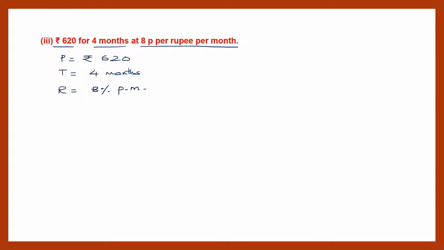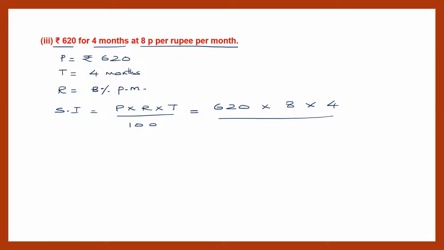Now let's find the simple interest. Simple interest, the formula is P into R into T divided by 100. So let's substitute the values for P, R and T. P is 620. R is 8% we found, into time is 4 months. Now this is divided by 100. So here let's cancel. I can cancel the zeros here. Then I can cancel 10 and 62, both by 2. So let's do this. 2 5s are 10, and 2 into 4 is 8.